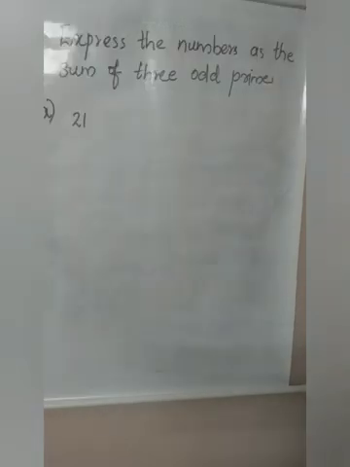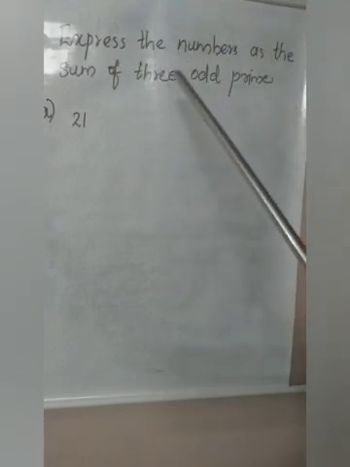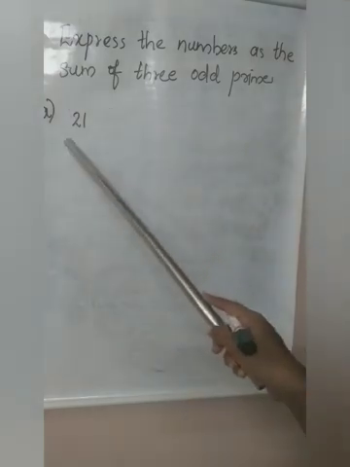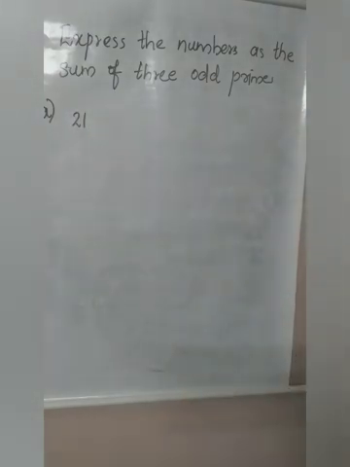Okay. Next question. Express the numbers as the sum of three odd primes. Here, the first number is 21. We need to write this 21 as a sum of three numbers. But those three numbers should be what? Odd primes. Not only prime but odd prime.